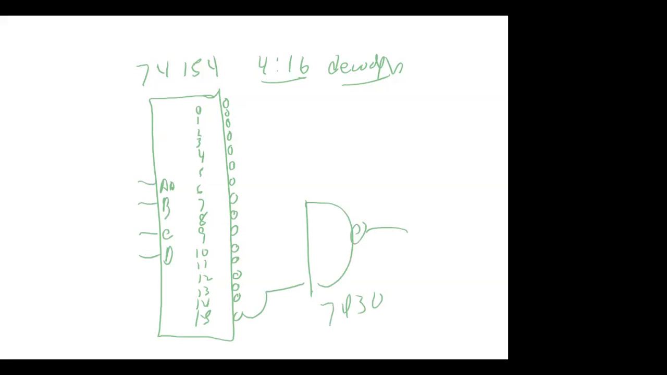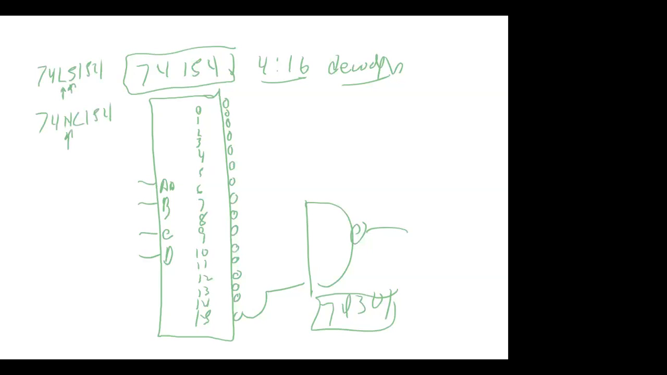You can find these things in the stockroom under these numbers. So you may find a variant, 74LS154. That stands for low power Schottky. Or you can find 74HC154. That stands for high speed CMOS. Or you can find it without any of these little extra letters at all, in which case they're just standard TTL.